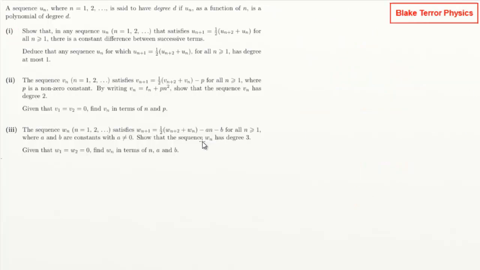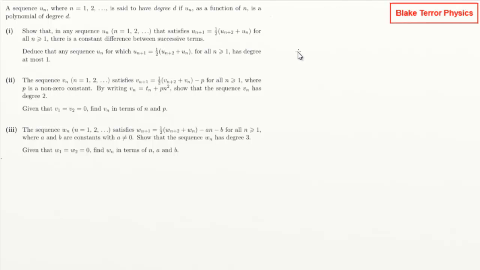Sequence Vn satisfies, okay, which is the same thing with a minus p at the end, for all n, where p is a non-zero constant. So we can't just get rid of it and say that it's the previous setup. By writing Vn is Tn plus Pn squared, show that Vn has degree 2.